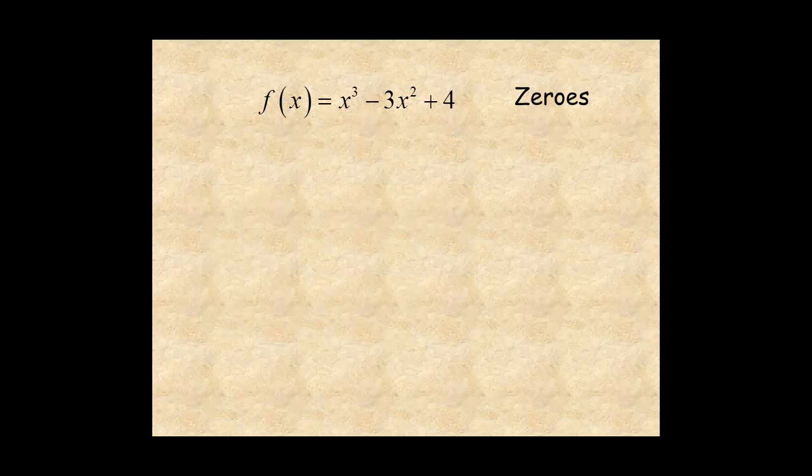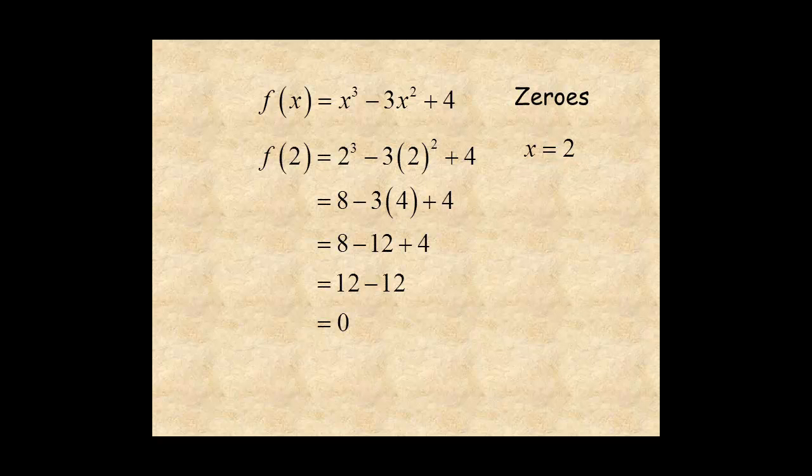The zeros of a polynomial are the values of its variable that make the function equal to 0. For example, this function is equal to 0 for x equal 2. In order to see this, substitute x equal 2 into the function. 2 cubed is equal to 8, and 2 squared is equal to 4. Then negative 3 times 4 is negative 12, and 8 plus 4 is 12. Finally, 12 minus 12 is equal to 0. So x equal 2 is a 0 of this function.